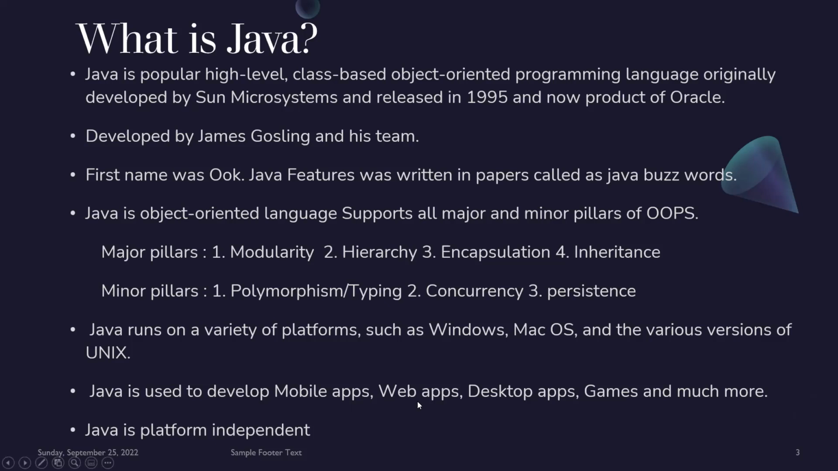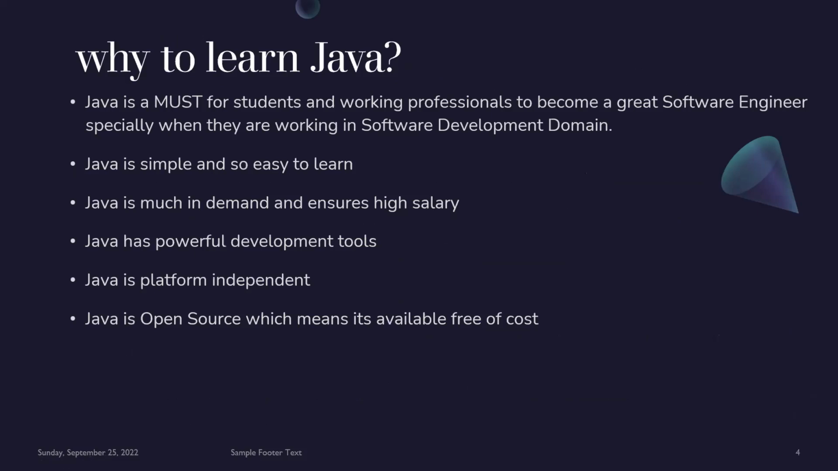If you want to develop web based applications, suppose a website, you can develop that with the help of Java. Desktop applications also you can do, games and much more, right? So Java is very useful for all types of applications, and that's why Java gets used most of the time. Java is platform independent, as I was saying, so Java can be run on multiple platforms. So that's about Java. Let's go to the next one.